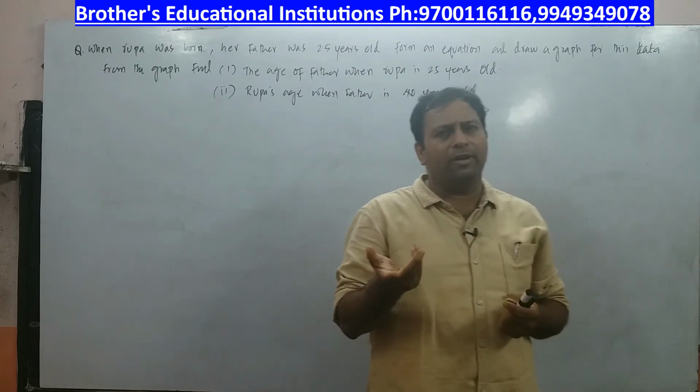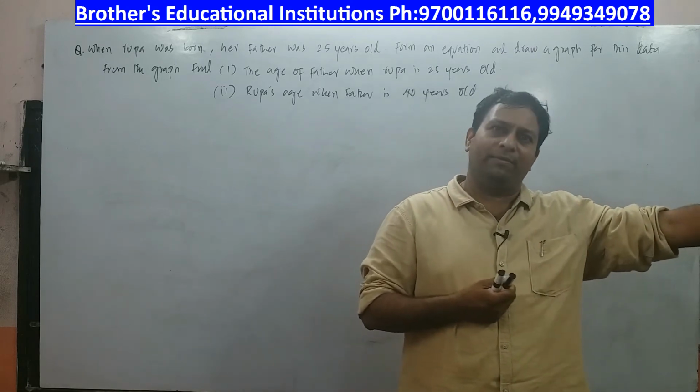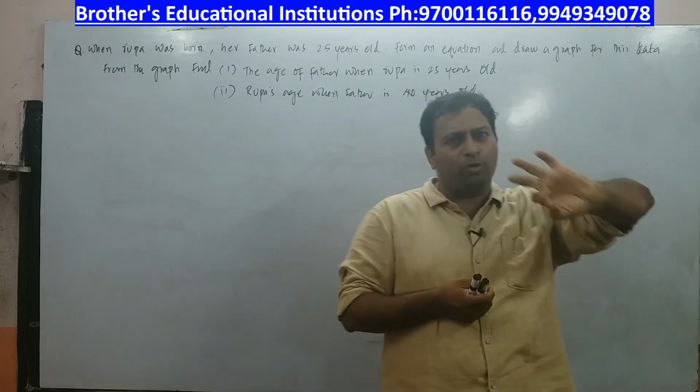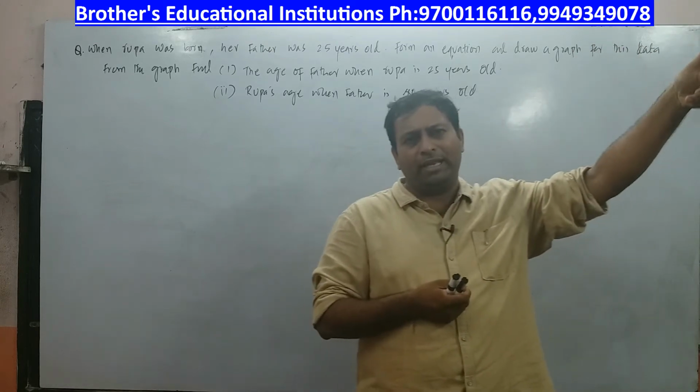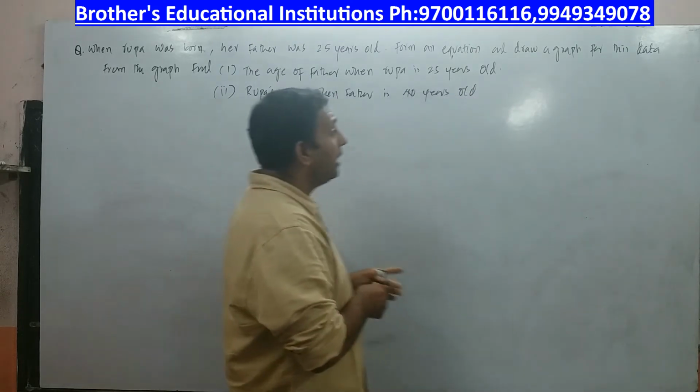What is the linear relation? The relation is that the difference of the two ages is 25. Father is 27, Rupa is 2 years. Father is 25, Rupa is 0 years. Father is 26, Rupa is 1 year. So the difference is always 25. So I must put that in an equation format.